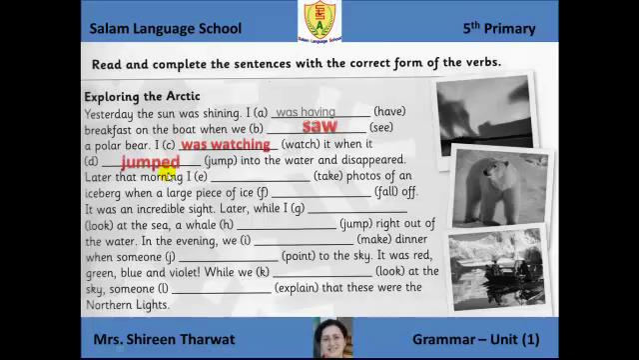Later that morning, I was taking photos of an iceberg when a large piece of ice broke off. Yes, was taking, it's the first action. After when we will put here the second action in the past simple. It was an incredible sight.